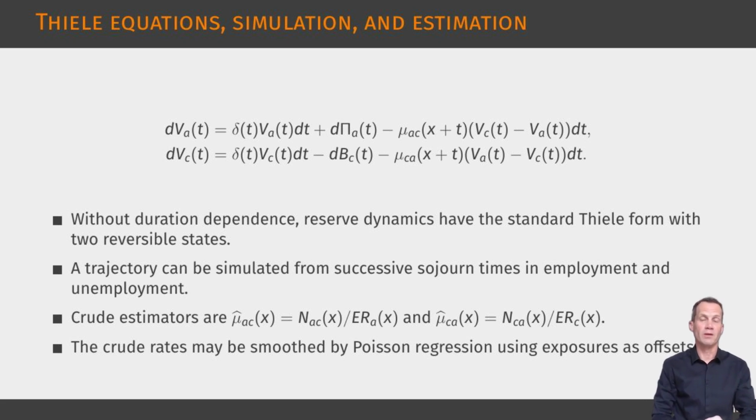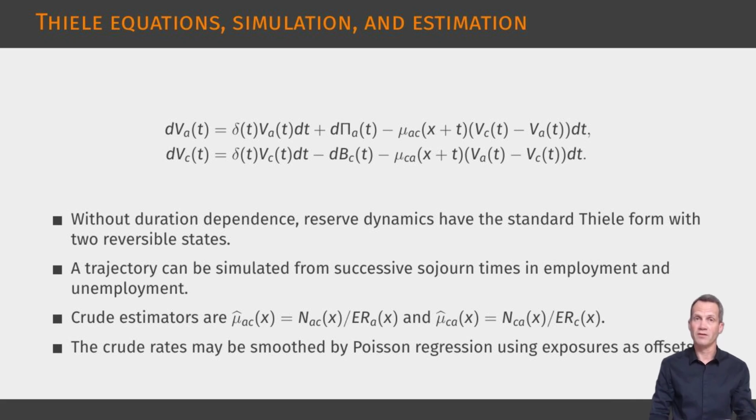For the employed reserve, the instantaneous change includes interest earned on the reserve, premiums received, and the financial effect of a possible transition to unemployment. For the unemployed reserve, it includes interest, benefits paid, and the financial effect of a possible return to employment. The transition terms compare the reserve in the arrival state with the reserve in the current state, multiplied by the relevant transition intensity. When benefits depend on unemployment duration, the chapter explains that the differential equations become considerably more cumbersome because the reserve must also track the duration variable.